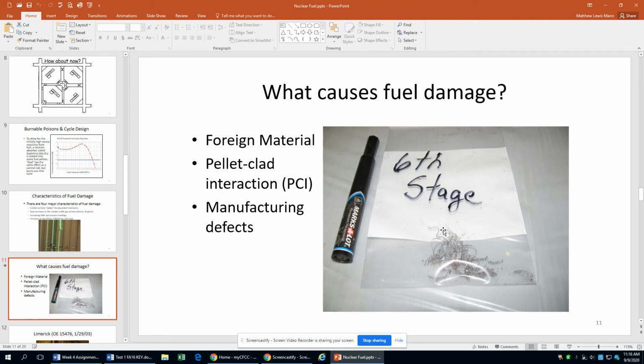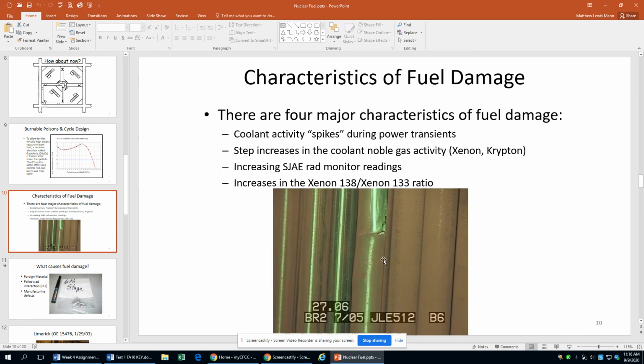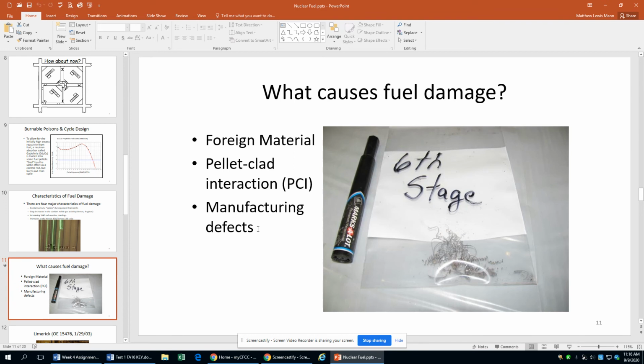So you can see there's some potential causes for fuel damage. Foreign material is one of the major causes. Another thing that can happen is the pellet and the clad can interact. Inside here, there are a bunch of pellets, and those pellets are, of course, going to expand and contract with heat. So one way that we could damage this rod is by having the expansions not match up. If we heat it up very fast or cool it off very fast, it could cause one or the other to expand or contract too fast and give us a little crack. And it could also be a manufacturing defect.